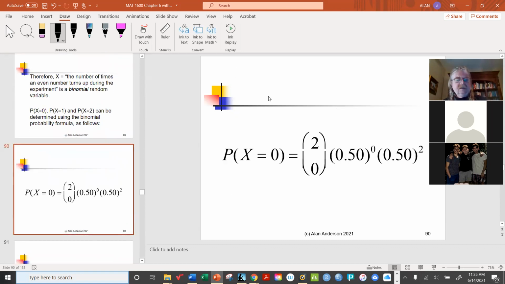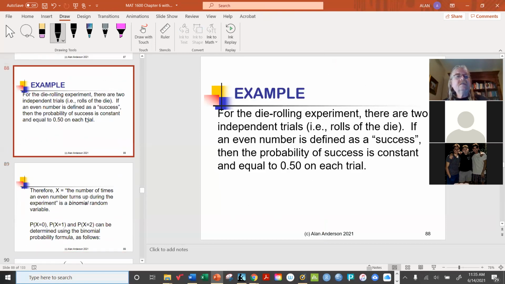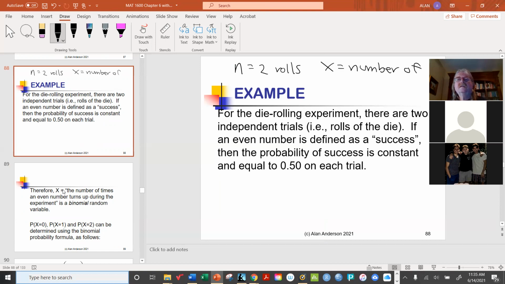First of all, if you recall, we rolled the die twice, which means n is equal to 2. Remember also we defined even as a success. So by calling x the number of evens, even is what we call a success, which means that odds is a failure.